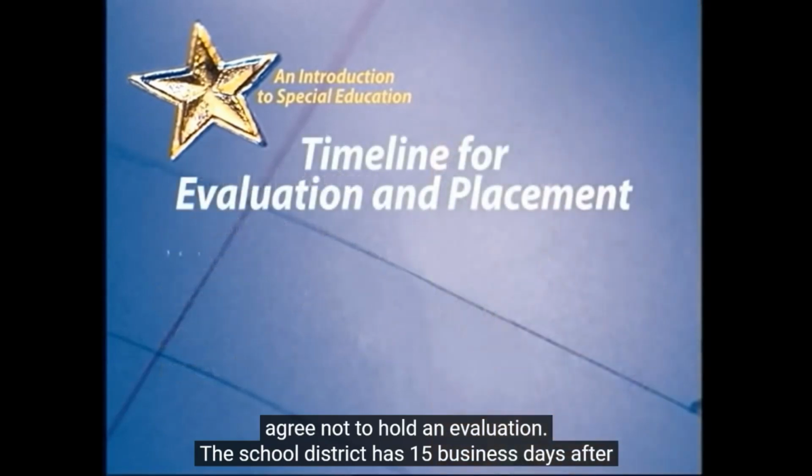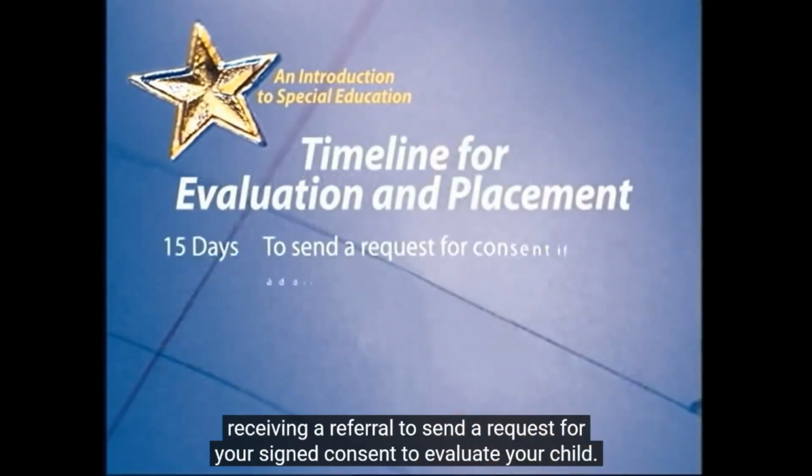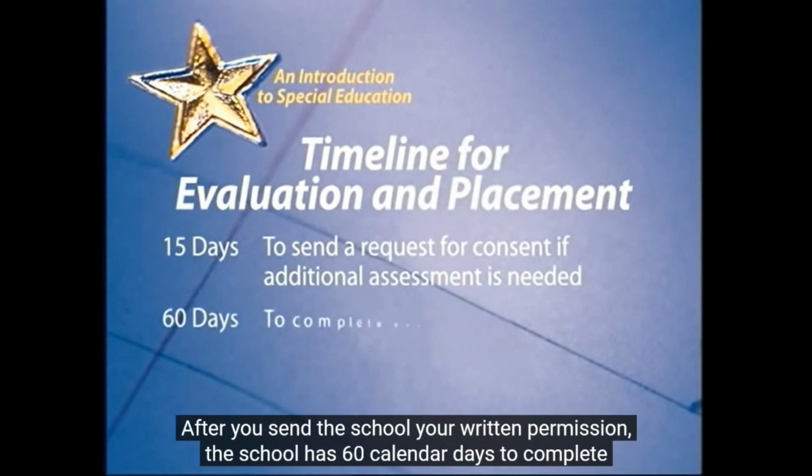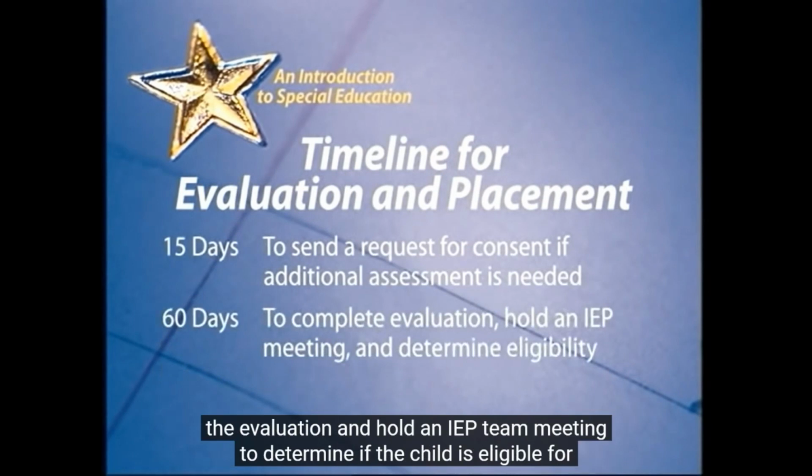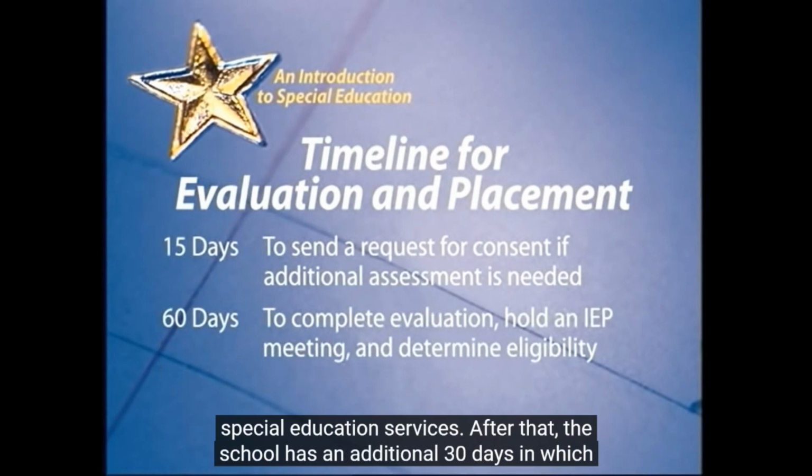The school district has 15 business days after receiving a referral to send a request for your signed consent to evaluate your child. After you send the school your written permission, the school has 60 calendar days to complete the evaluation and hold an IEP team meeting to determine if the child is eligible for special education services.